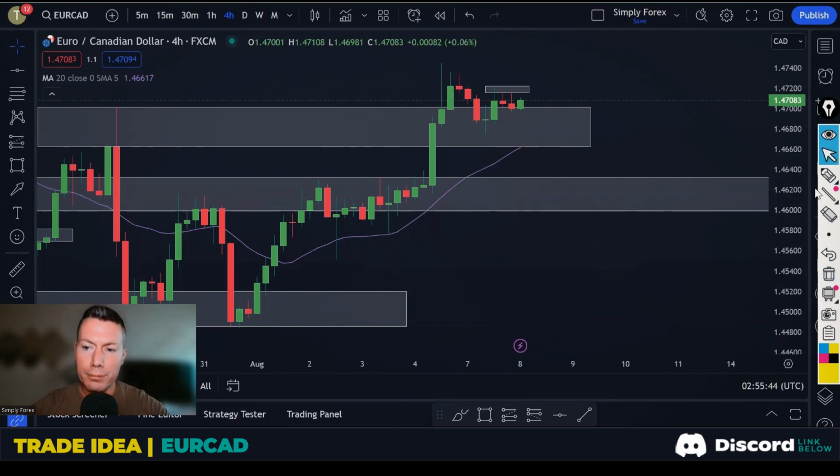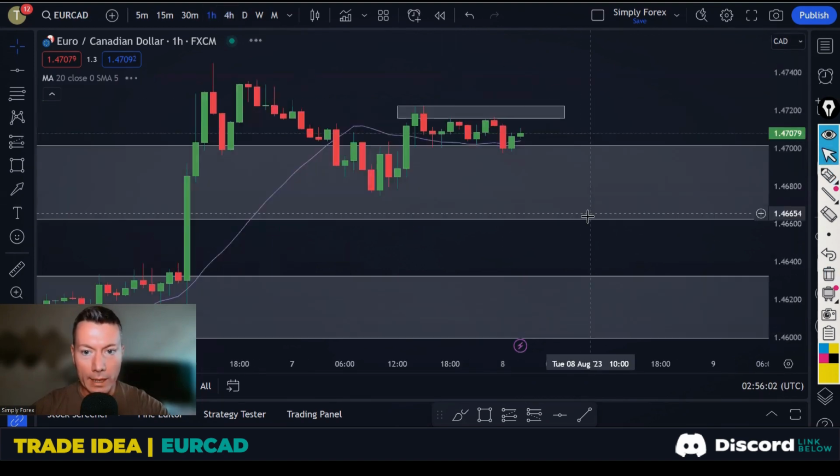Also, guys, worth mentioning here, price could retrace back down to this level. Again, I prefer the first setup, but it could retrace down to this level. We get a bullish candle, we start buying.